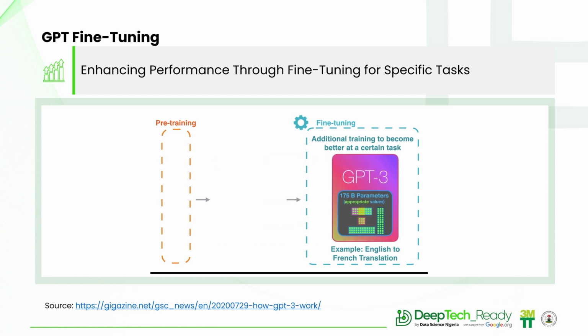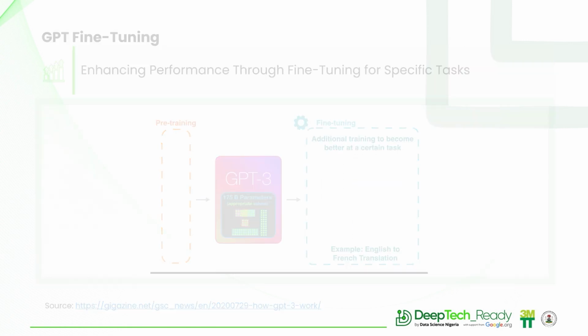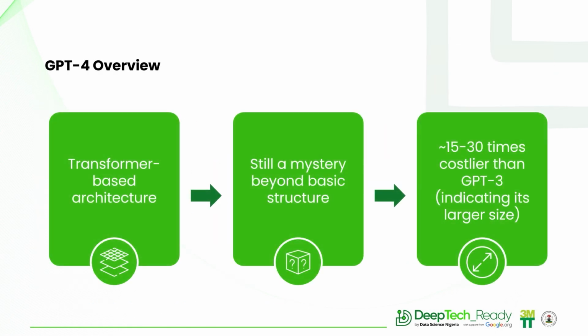Now, GPT-4 is built on a transformer-based architecture, even though many of its detailed workings remain a mystery beyond its basic structure. It is estimated to be about 15 to 30 times more expensive to run than GPT-3, suggesting that it is much larger and more complex in size. It also offers enhanced capabilities for processing and generating text.